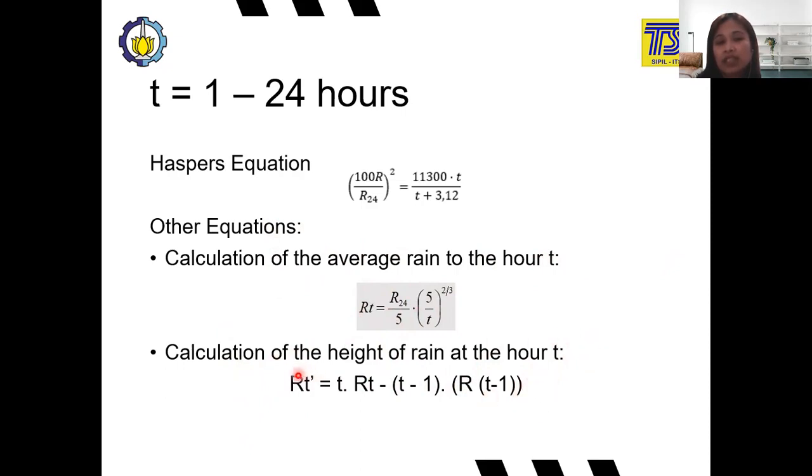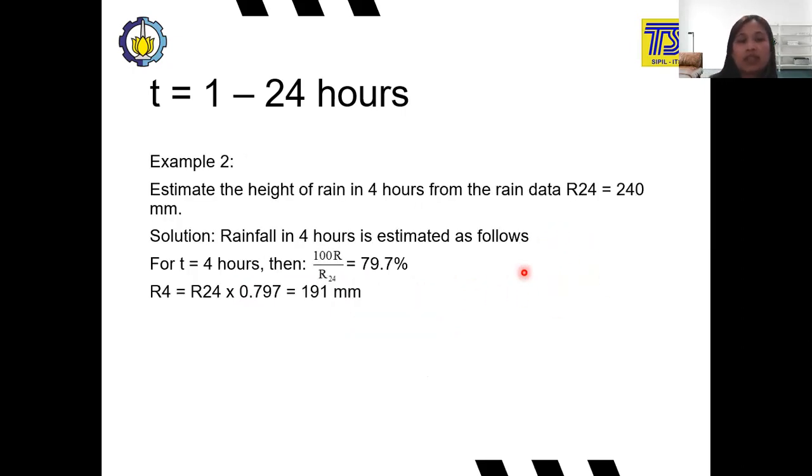So this one is the exact height of the rain at this hour, but the previous one is the amount of the rain until this hour. So it will be different. For example, here we have to estimate the height of the rain in 4 hours from the data. For the previous example, we used 4 days. Here we use an example of rainfall in 4 hours.